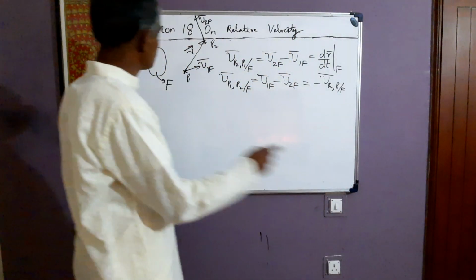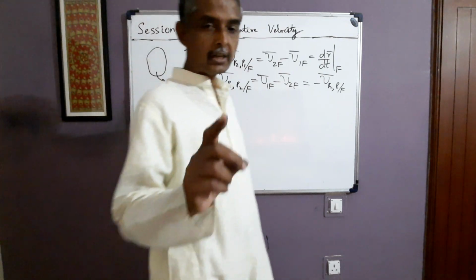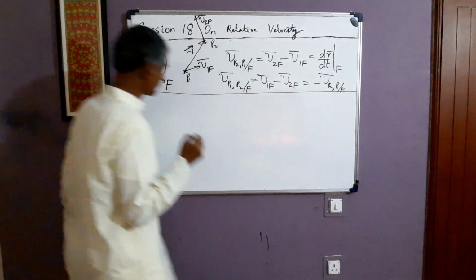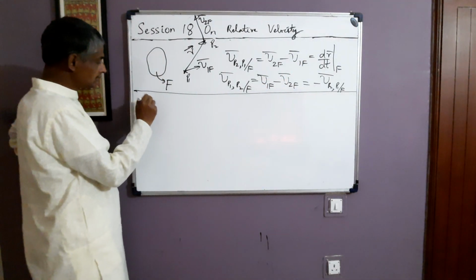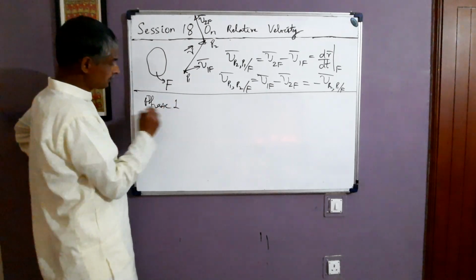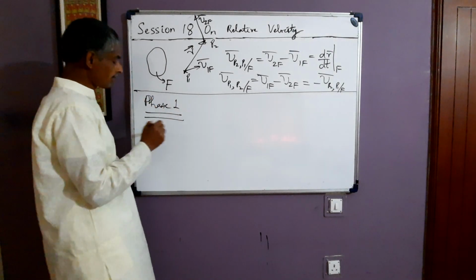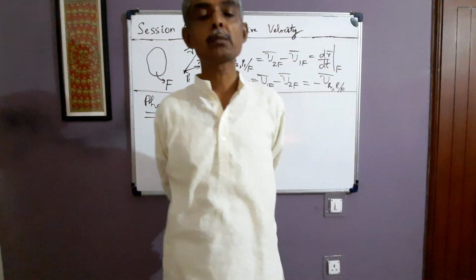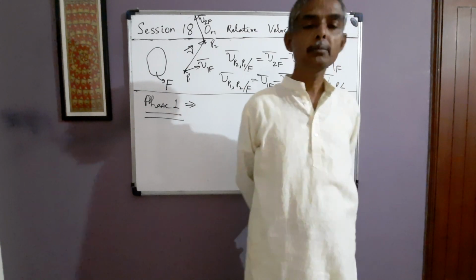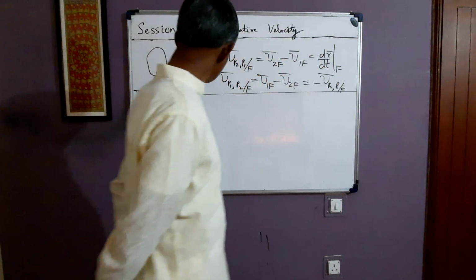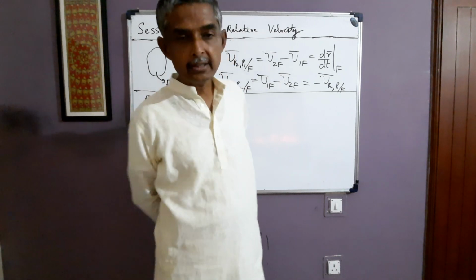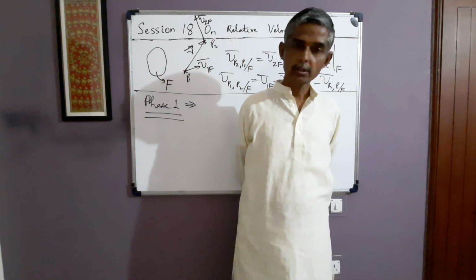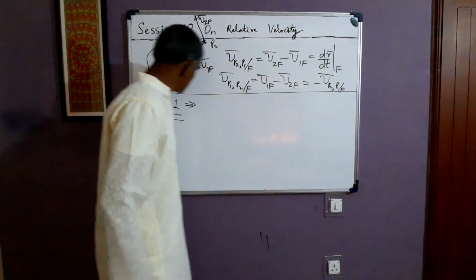For that we'll carry out the discussion in 2 phases. Phase 1: we assume that the velocities of P1 and P2 with respect to ground are either parallel or anti-parallel. And phase 2 will be that the velocity directions of these 2 points are neither parallel nor anti-parallel; they make some other angles. So we'll take up these 2 phases.